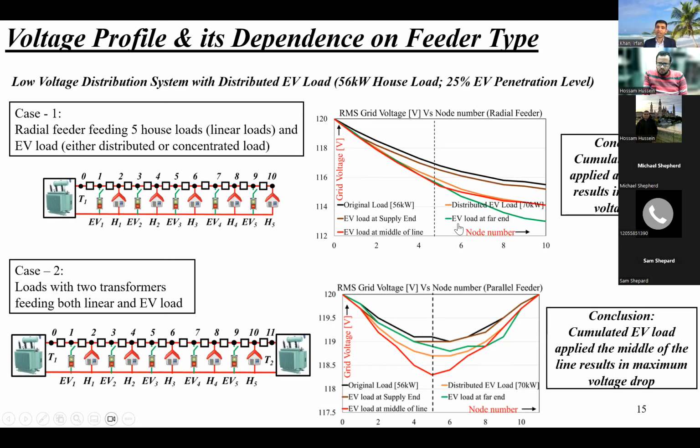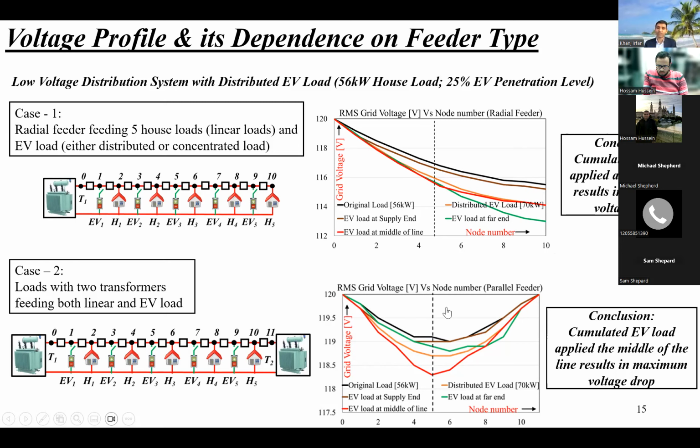And finally, if we add EV load at the far end, away from the generator, then how much voltage will we get? 114 or 113 volts. And these voltage dips get larger as we go away from the bus. Bus zero is the generator bus, and as we go away from it, at bus number 10, it has the lowest voltage profile.